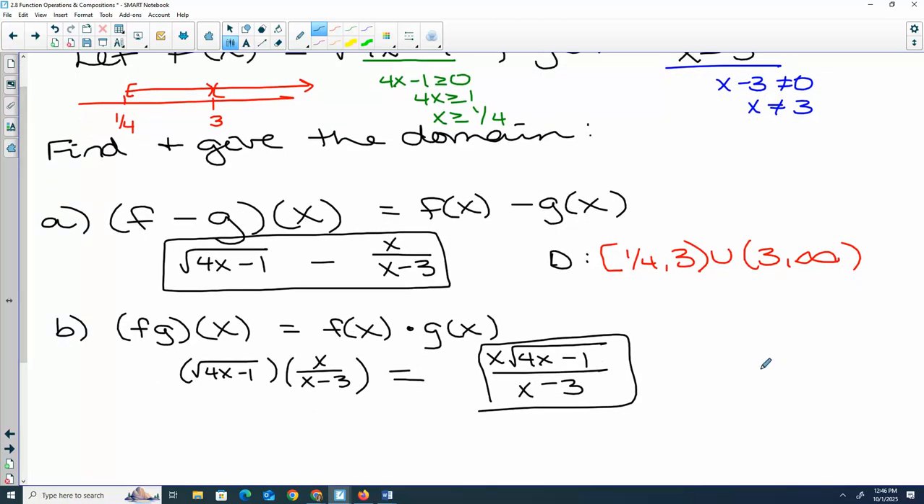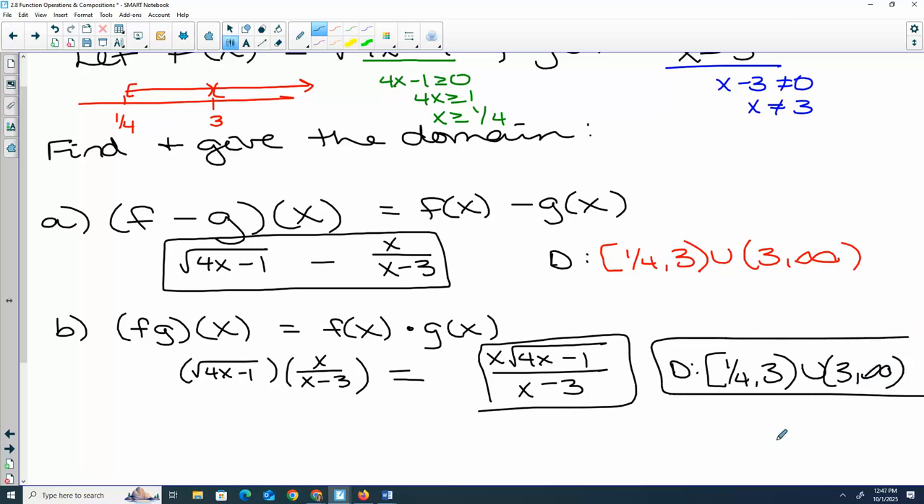But what would the domain of this be? Close. We still can't put in a 0 because we get a negative under that square root. When you add, subtract, and multiply, your domains are the same. So it's going to be the same as the domain when we subtracted. So it's just 1/4 to 3, just putting their two individual domains together.